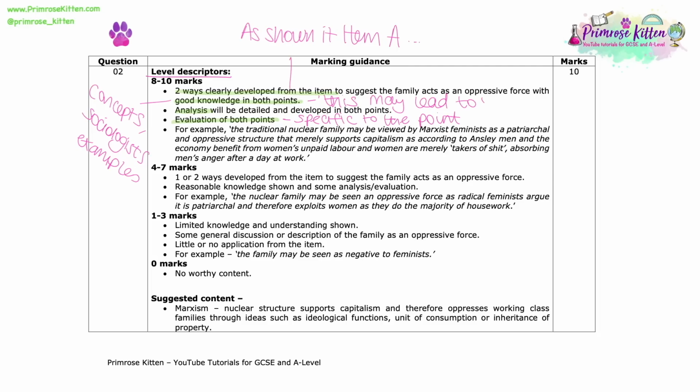And the real difference between you falling into that 8 to 10 mark band and the 4 to 7 mark band is one of two ways. Have you, number one, been able to provide two reasons that are both developed from the item and that specifically answer that question of whether the family is an oppressive force? And then finally, is your knowledge good, very good? Do you have loads of key concepts and sociologists and examples? Well, then you should get into the 8 to 10 mark band.